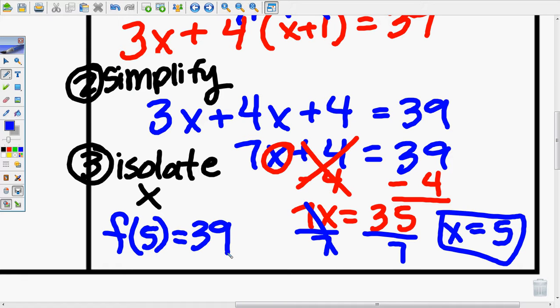Alright, are we ready to try the We Do on the homework? In your group, you're going to work on 2A only. Do not do 2B yet. You're going to do 2A.